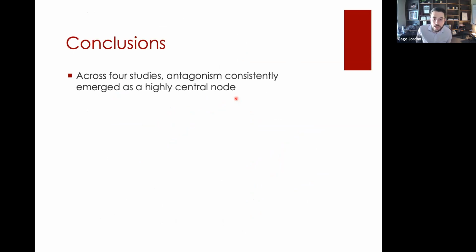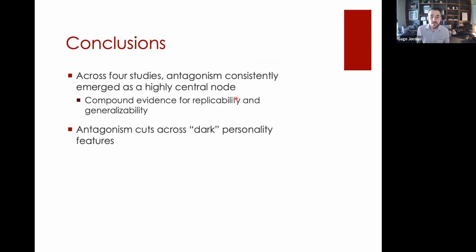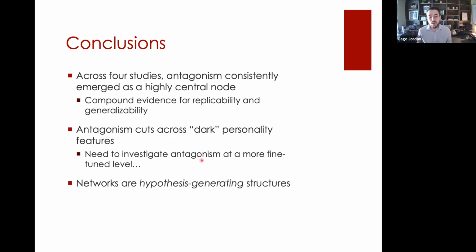So, conclusions. Antagonism, like I was talking about, has some replicability and generalizability depending on what we're trying to assess. It seems to be a really core feature of dark personality, but looking at what antagonism consists of, maybe we want to fine-tune it a little bit more and see what specific features are more associated with it. It's important to note that these networks are cross-sectional, right? Correlation does not imply causation, but it's a good hypothesis-generating structure.